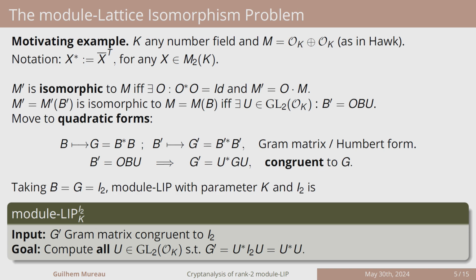And we get this module LIP problem, which is: given G prime, a Gram matrix which is congruent to the identity, the problem is to recover all U such that G prime is equal to U star identity U. So basically, you can just think of it as the problem of factoring Gram matrices.